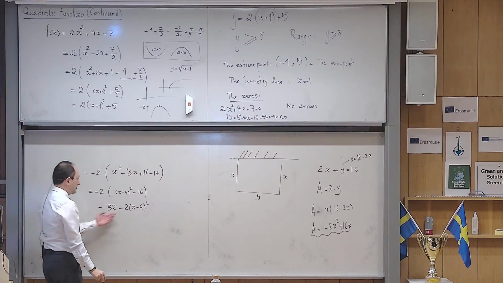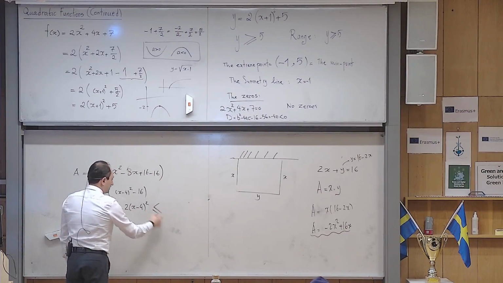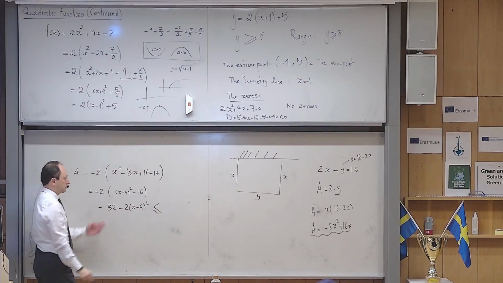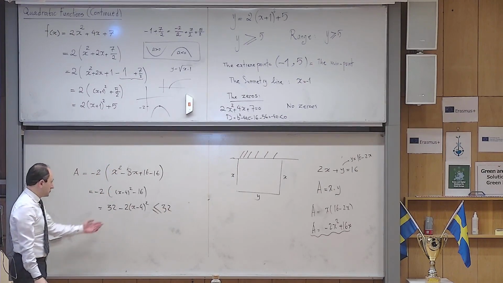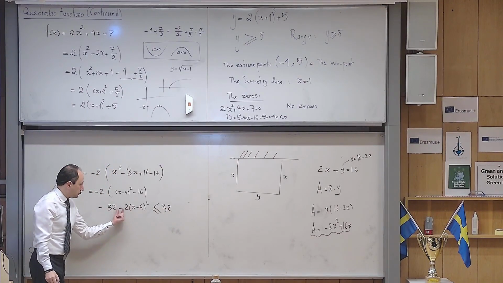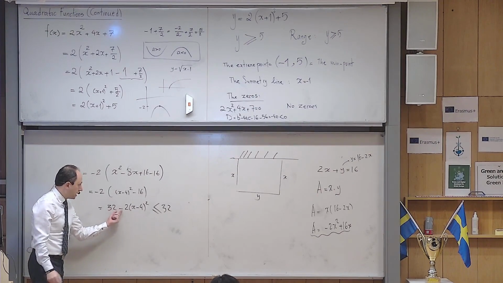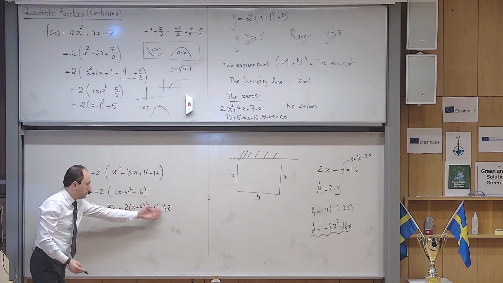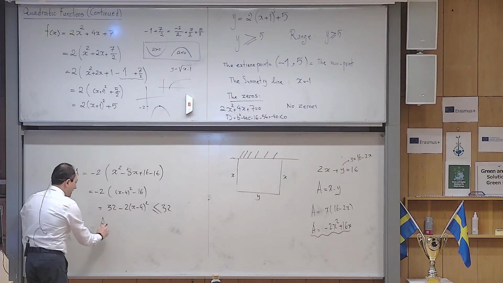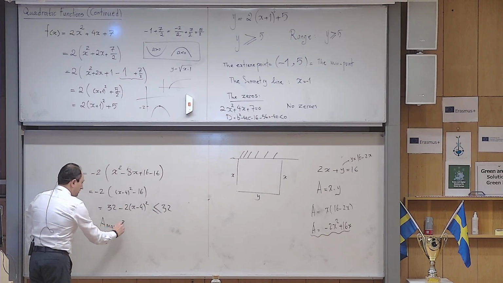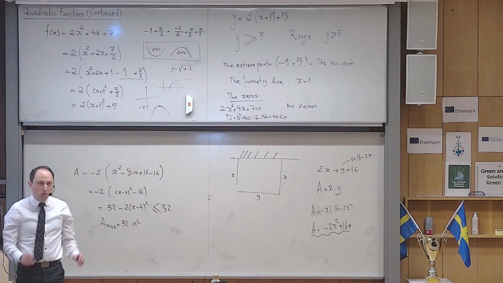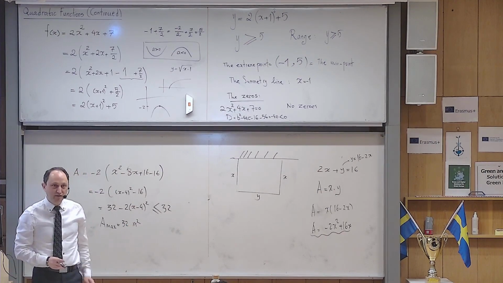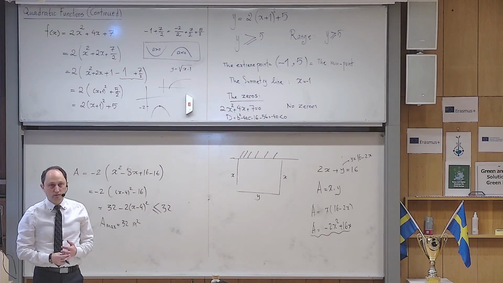Okay? This is smaller than what? 32. Yes? Yes, because this is positive. Because of this negative sign, 32 minus a positive number goes below 32. So what is the maximum? 32 square meters. So the maximum garden that I can have is 32 square meters.